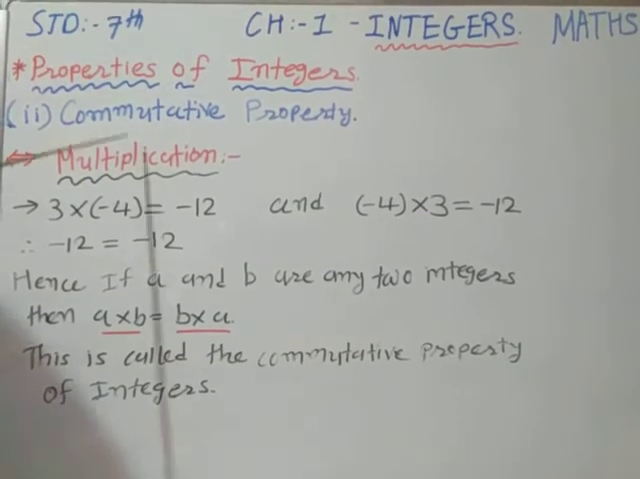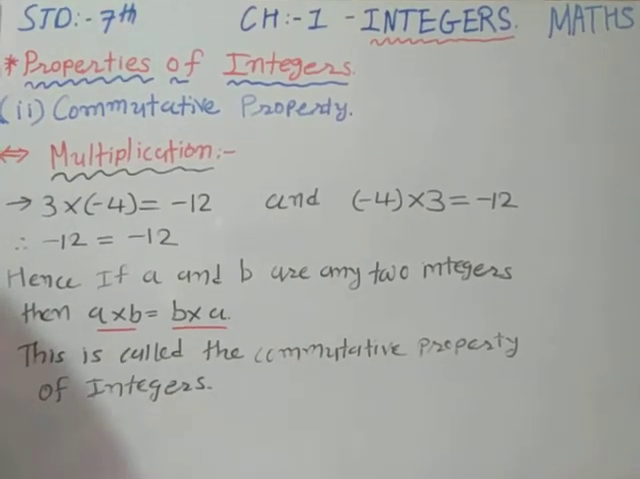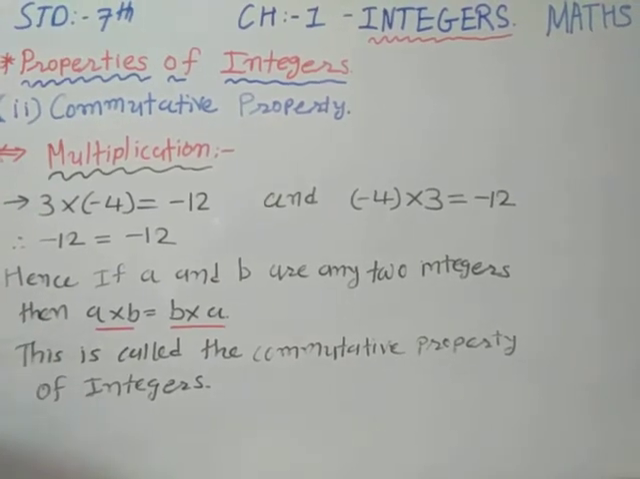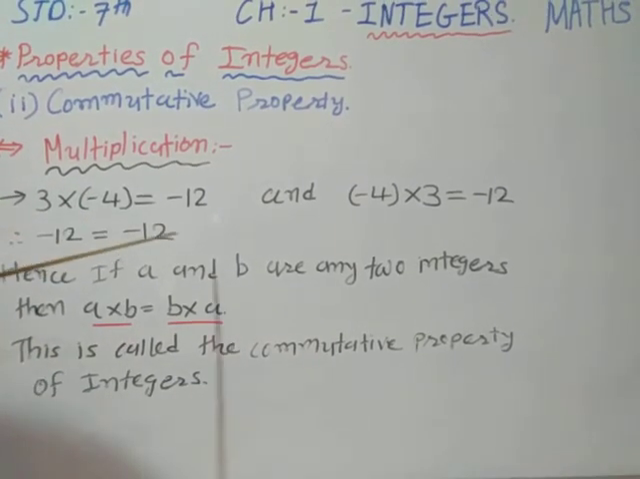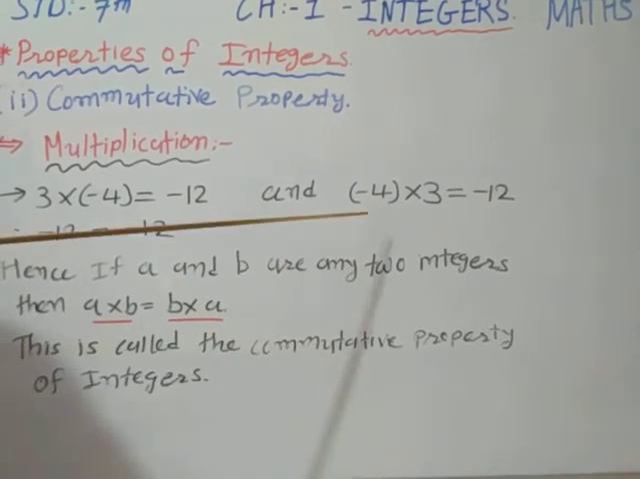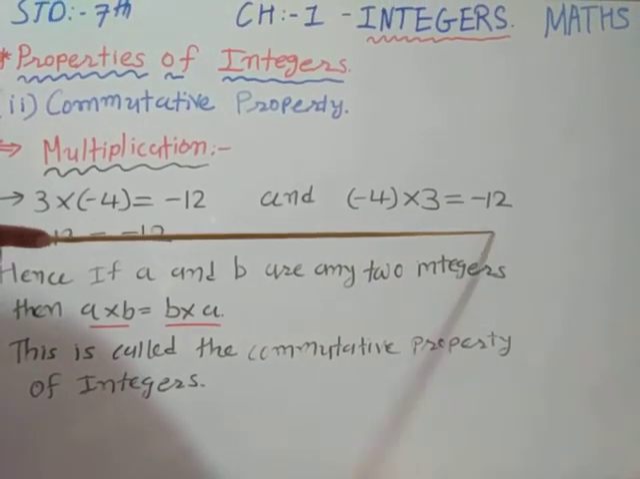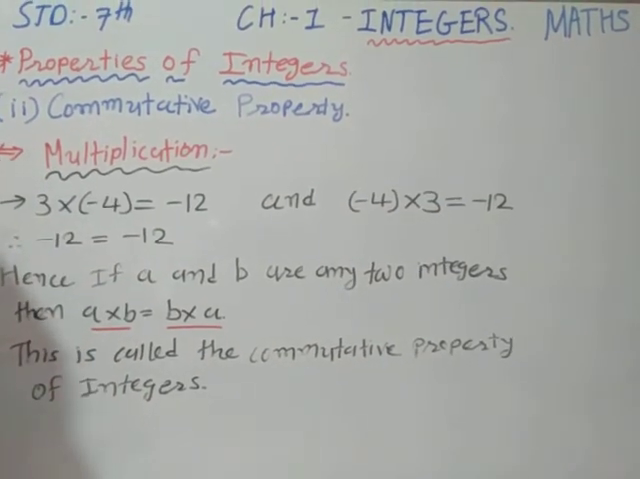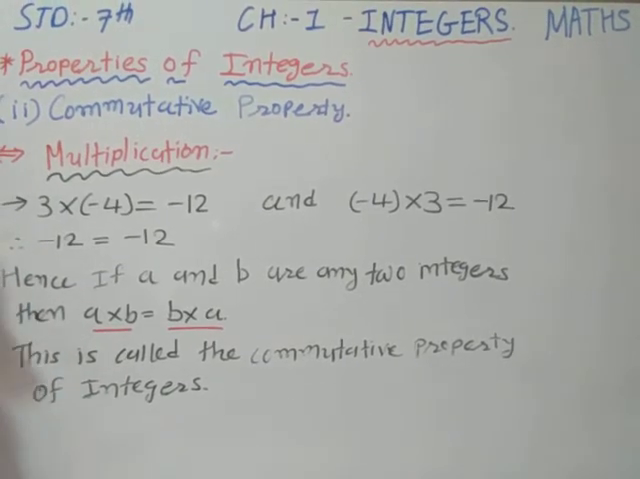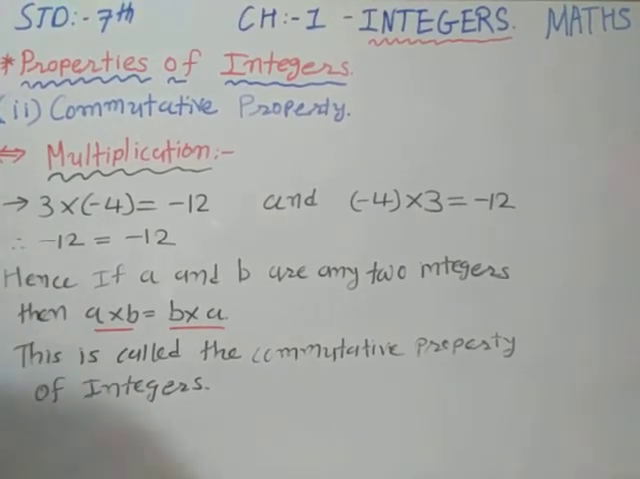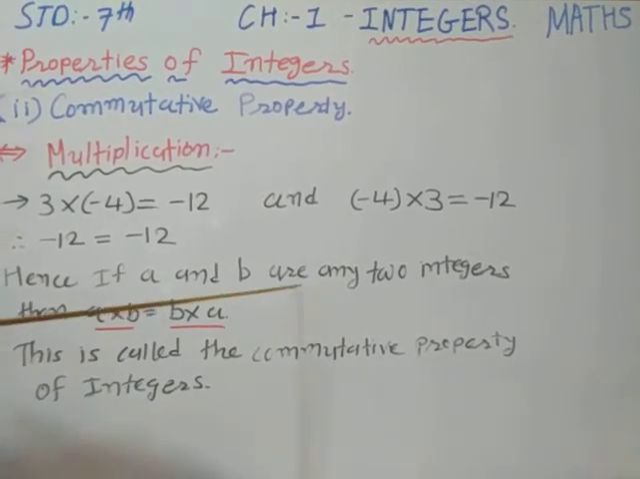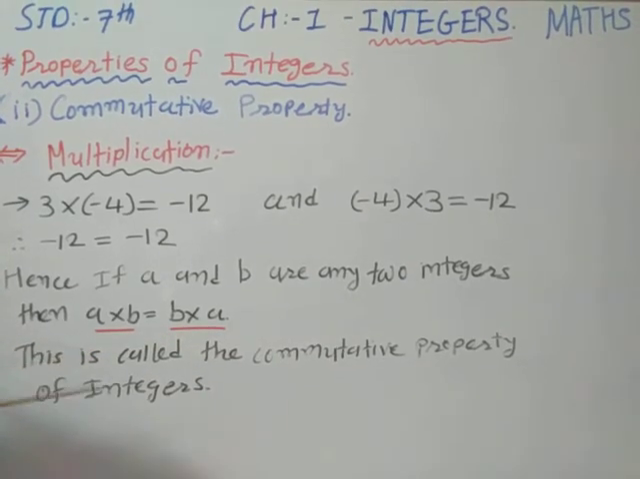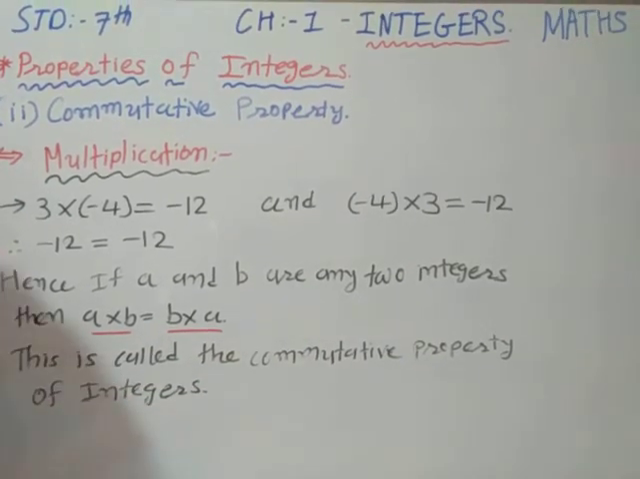Now let's check the commutative property for multiplication. Let us multiply any two integers in different order and see whether their products are the same. For example, 3 multiply minus 4 is equal to minus 12 and minus 4 multiply 3 is equal to minus 12. Therefore, minus 12 is equal to minus 12. Thus, we see that the product of any two integers remains the same whatever the order of multiplication. Hence, if a and b are any two integers, then a multiply b is equal to b multiply a. This is called the commutative property of integers.